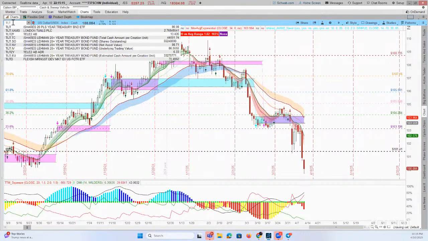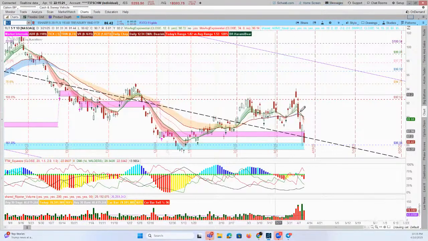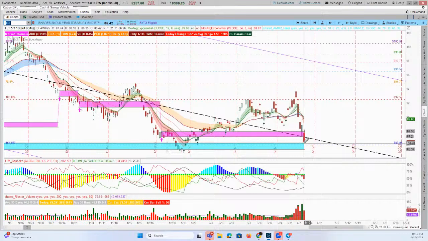TLT, this is the bond price. Again, I will explain what the bond prices and yields are, and how they relate to each other. It was supposed to be an inverted head and shoulders, but then we had some massive pushback. Now, the dollar prices are going down, the yields are rising, and the bond prices are going down.